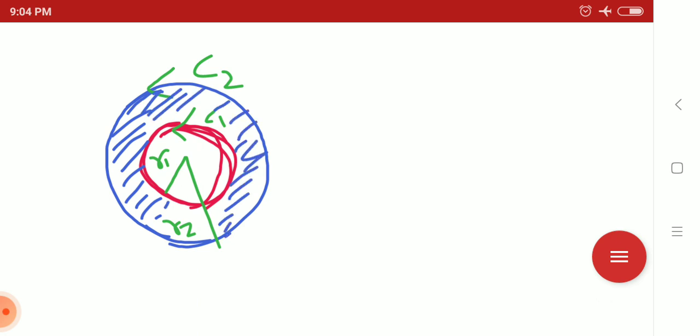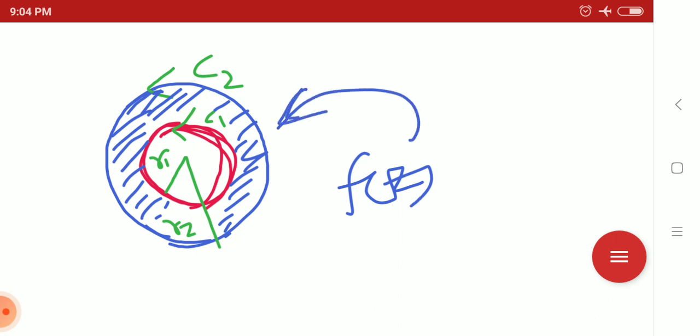So f(z) is analytic, that means we are discussing a region where f(z) is analytic. f(z) is analytic in an annular region. Annular region means the center is at z equals a. Suppose this point O is the center, and the center is at z equals a, and it is between the radius r1 and r2.